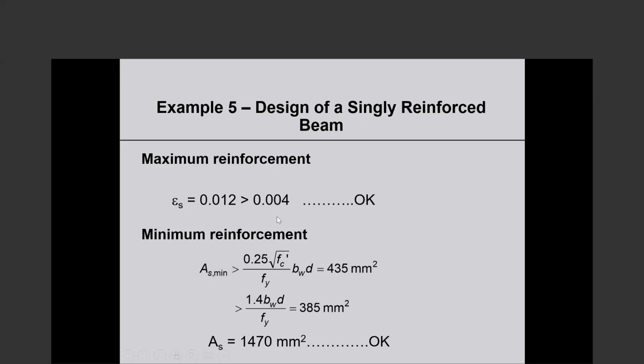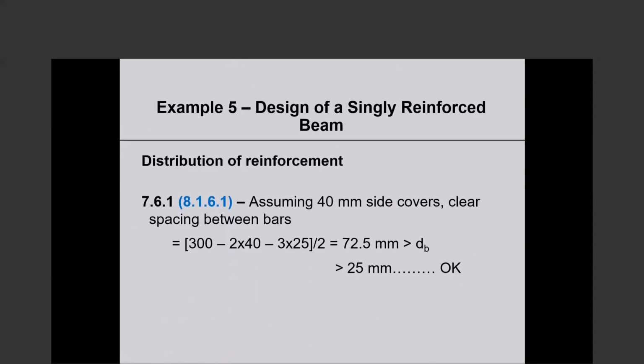Minimum reinforcement is given by this expression, except that we cannot go below that. This expression gives us 435 square millimeters, the other one 385 square millimeters. That obviously governs. The larger number governs. We cannot go below 435 square millimeters. We have provided 1470, so we are well above the minimum reinforcement that is required for our beam to behave as a reinforced concrete beam rather than a plain concrete beam.